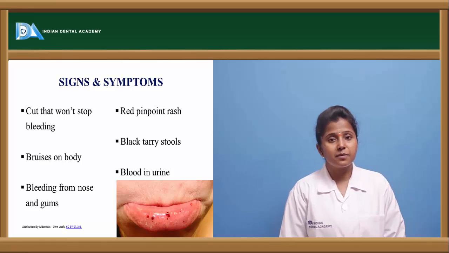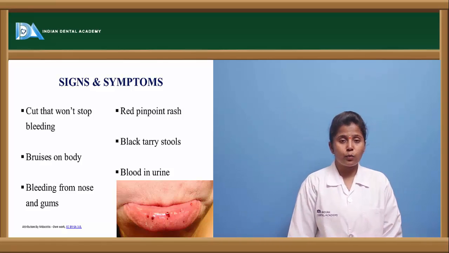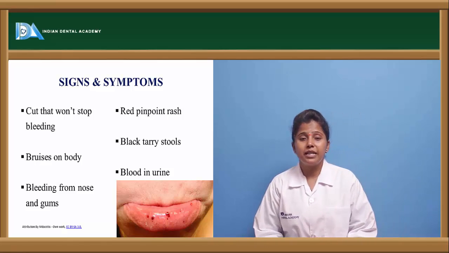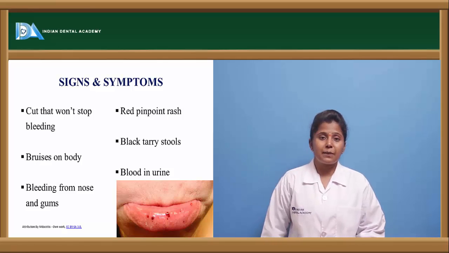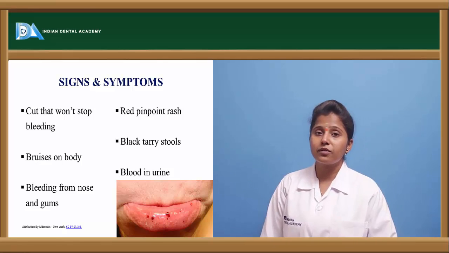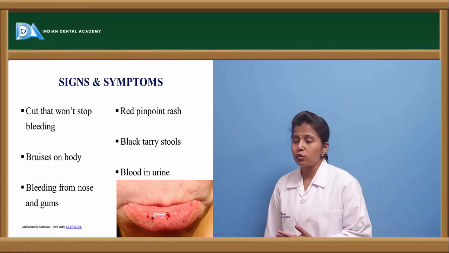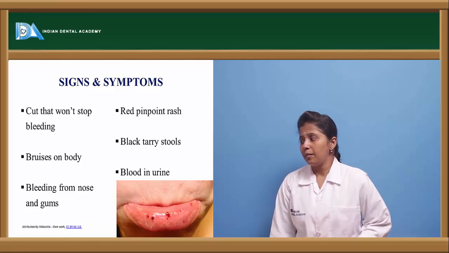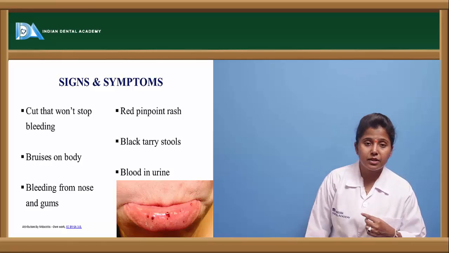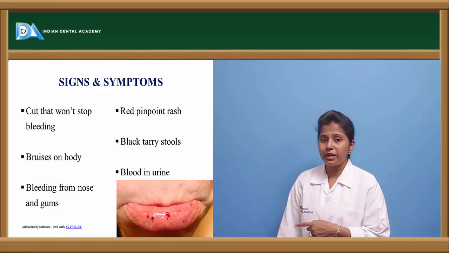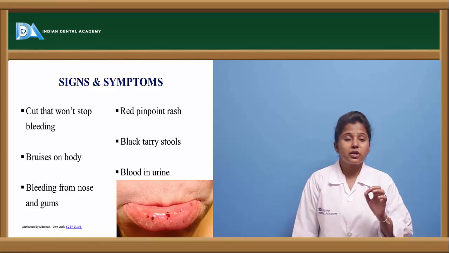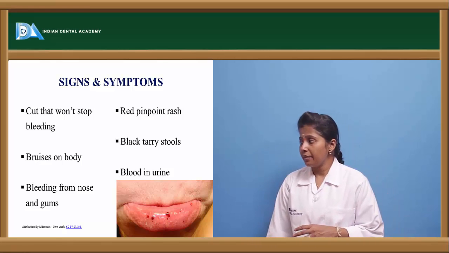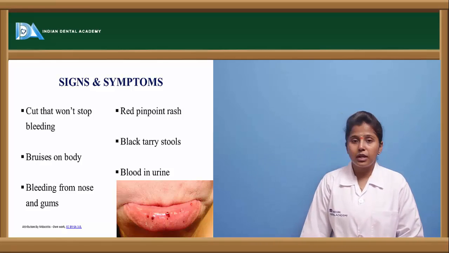What are the signs and symptoms if a person has a low platelet count? One is that a cut won't stop bleeding. The blood oozes for a long period of time and the clot won't be formed. There are bruises on the body, minor bruises where blood oozes out, and bleeding from the nose and gums. Then red pinpoint rashes, as we can see in the diagram. That's not blood actually, but a kind of rash. Then black tarry stools, and blood in the urine.